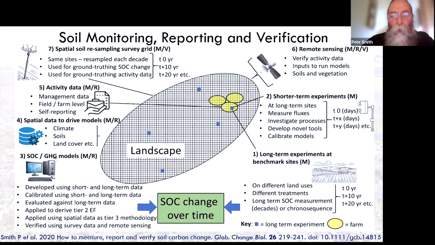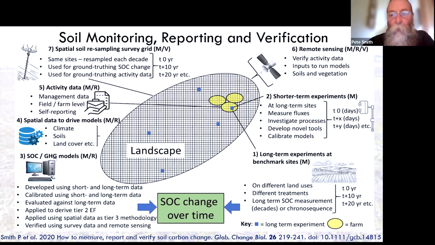So what we did for soil carbon is we put together a review which just looked at what we've got. So basically, we've got long-term experiments at benchmark sites. We've got shorter term experiments which measure processes over different timescales. We've got great models of soil organic carbon or greenhouse gas, but you could substitute this for soil health models. We have spatial data to drive models, the sort of thing that OpenGeoHub does very well, in fact is world leading in, to put together those data cubes and those data layers that we need. We have activity data that's collected maybe at farm level that we want to integrate. We have remote sensing, which is becoming ever more powerful, and we can use that. And we also have spatial soil sampling, which are resampled at periods in time.